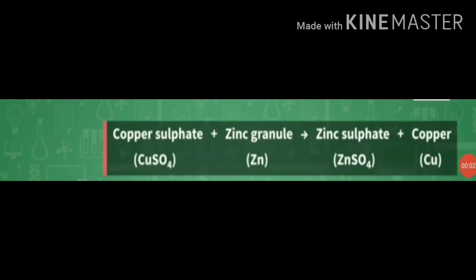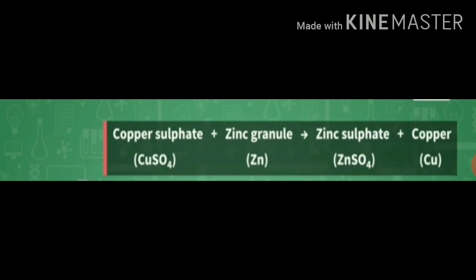Students, let's consider one more reaction, that is the reaction of zinc metal with copper sulfate solution. When a strip of zinc metal is placed in the copper sulfate solution for some time, then the blue color of copper sulfate solution fades gradually and red-brown copper metal is deposited on the zinc strip. This reaction you can just see on the screen.